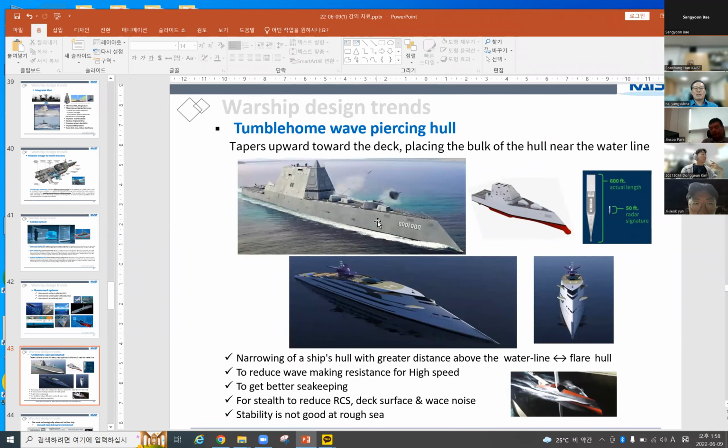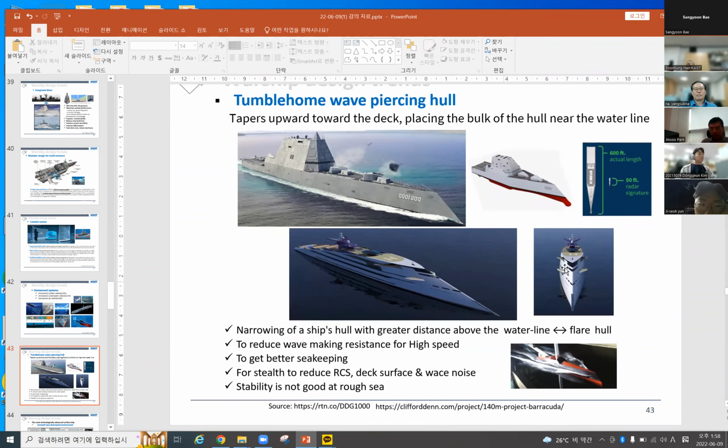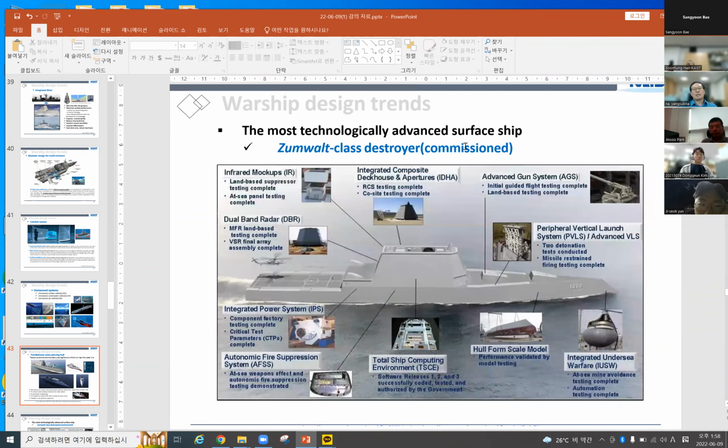very high inclined surface. For that, no flares and narrow ship hull with great distance from the front. So this is the maximum I see here. And for that, reduce the wave making resistance for high speed and get better sea keeping and the stealth for RCS signals and stability, but stability is not good for rough seas.